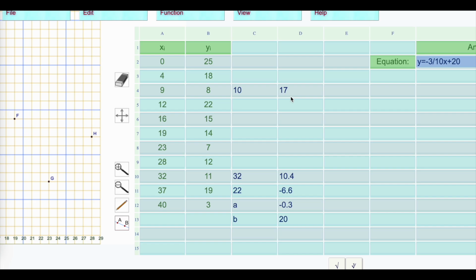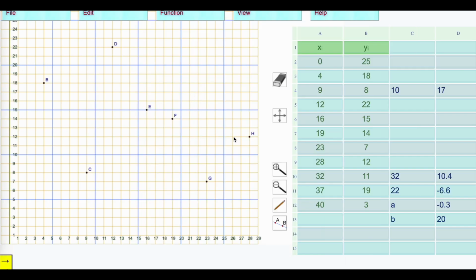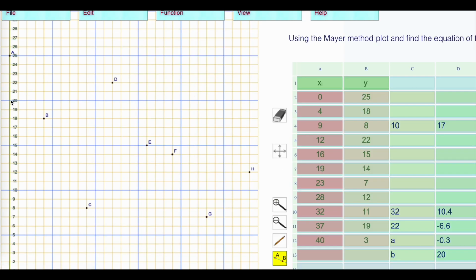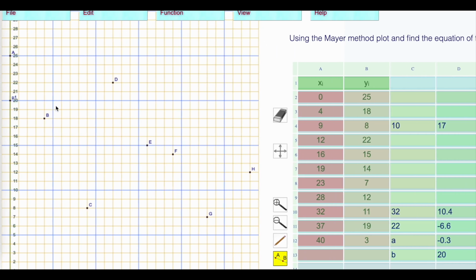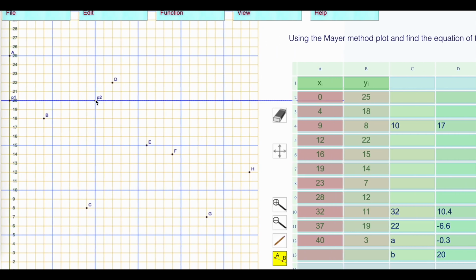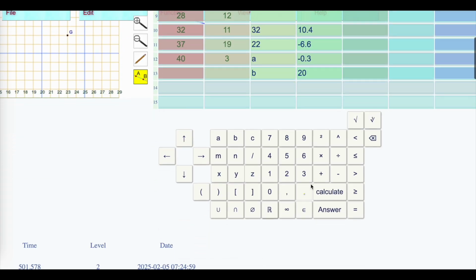I need to graph that. All right, here's my 20. I'll go to my line drawing tool, go to the 20, then over 10, and down 3: 1, 2, 3. And this is the line of best fit for these points. And then I press answer to see if it's right.